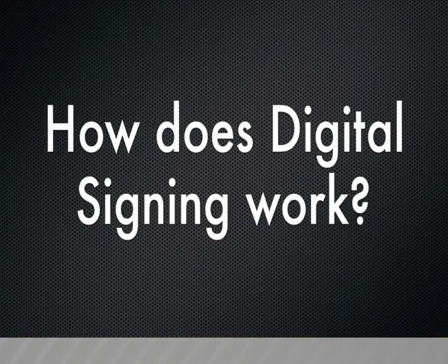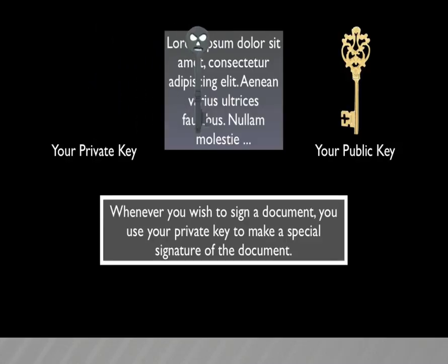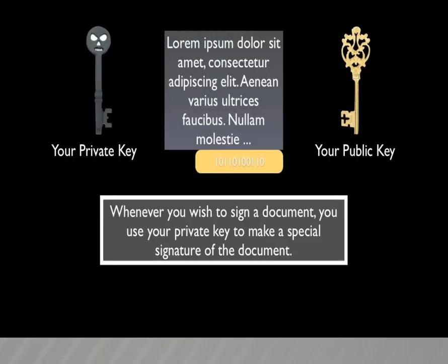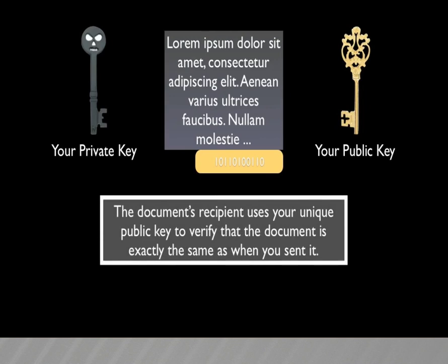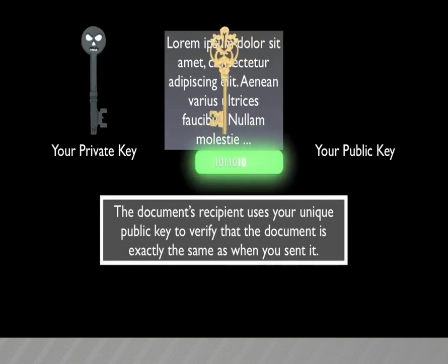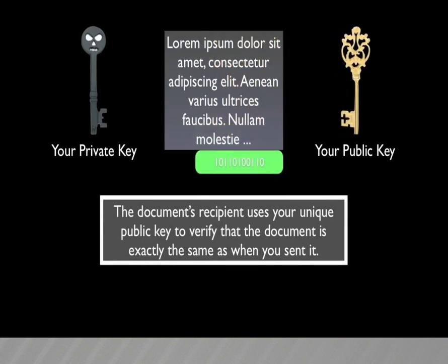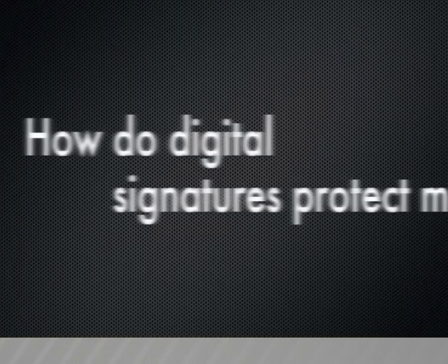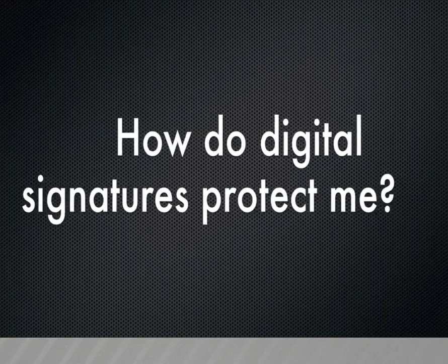How does digital signing work? Whenever you wish to sign a document, you use your private key to make a special signature of the document. The document's recipient uses your unique public key to verify that the document is exactly the same as when you sent it.